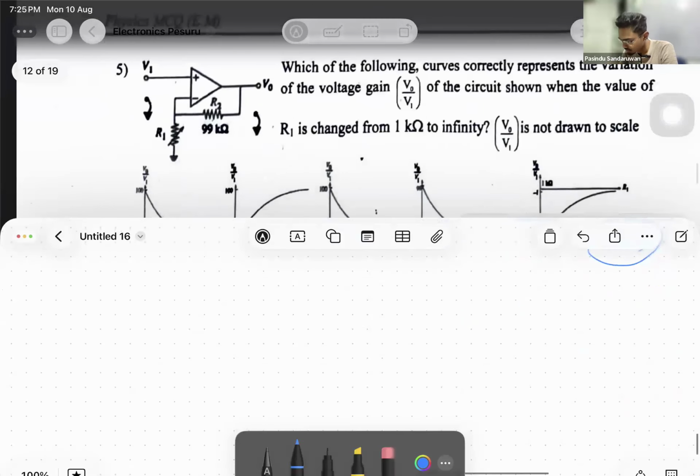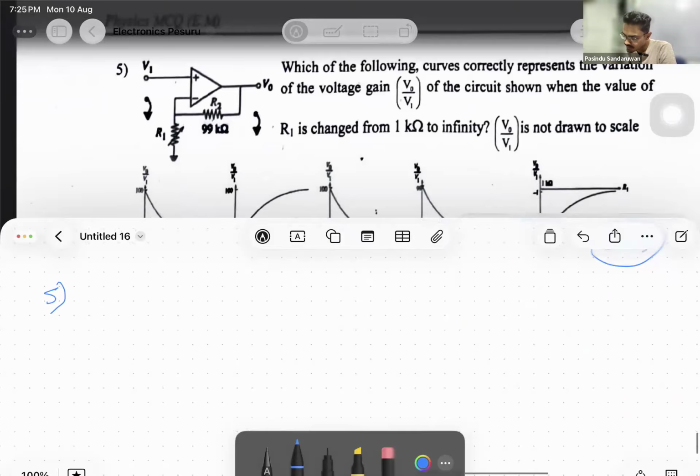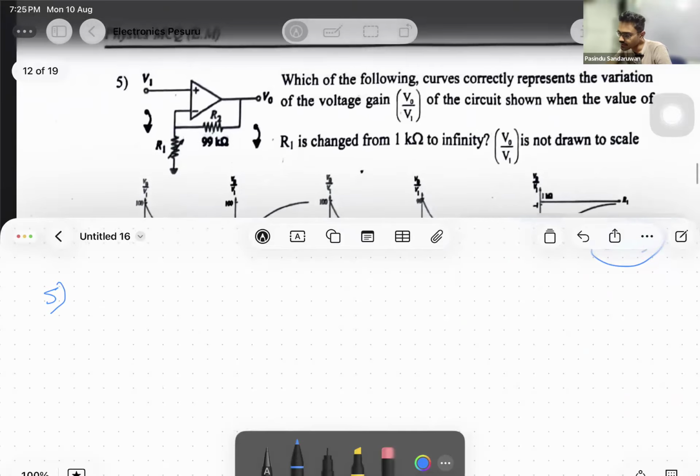Question 5. Which of the following curves correctly represents the variation of the voltage gain V out over V in of the circuit shown when the value of R1 is changed from 1 kilo ohm to infinity? Now again this is the standard non-inverting operational amplifier. See how many times it has repeated. V out over V in equals 1 plus R1 over R2.